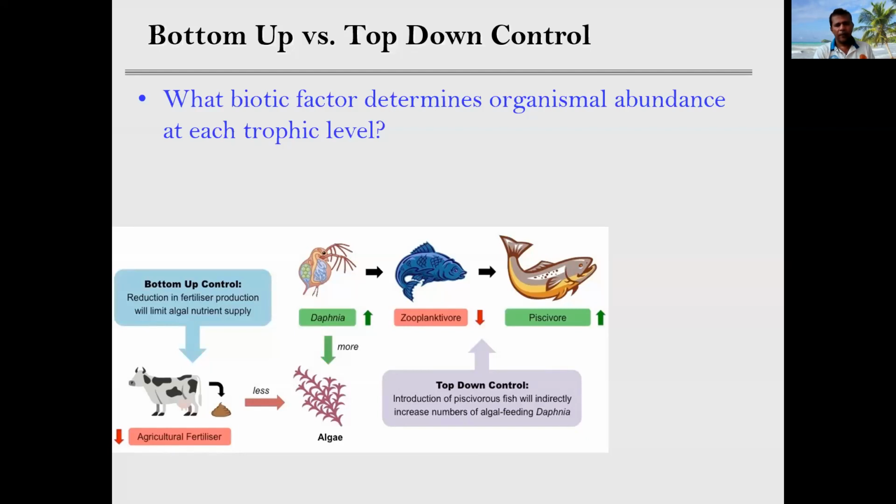For example, we can take a predator. Predators are always at the top of a food chain. We know that predators are very important; they play a very important role in the ecosystem. So in that case, it's a top-down control, because if you remove that predator, the next level will dominate, and that will perhaps destroy the whole ecosystem.